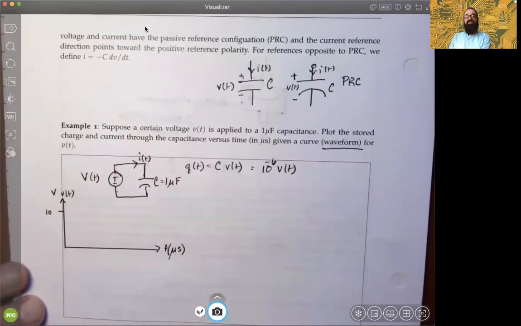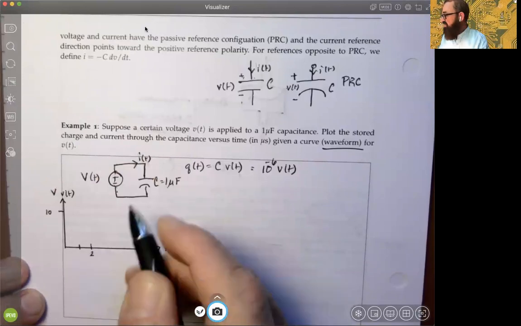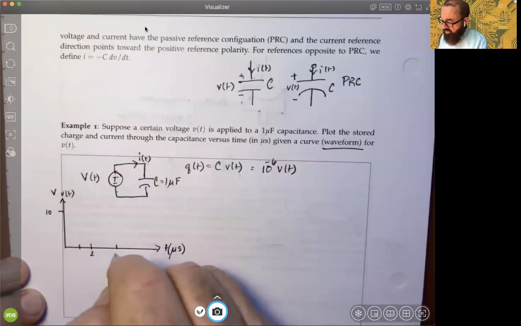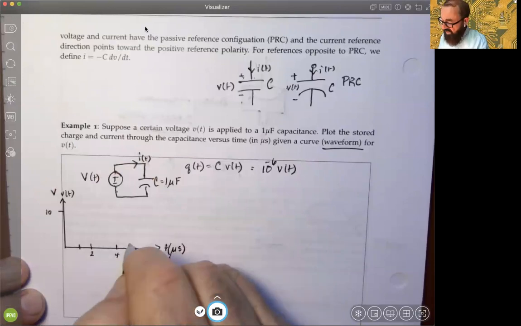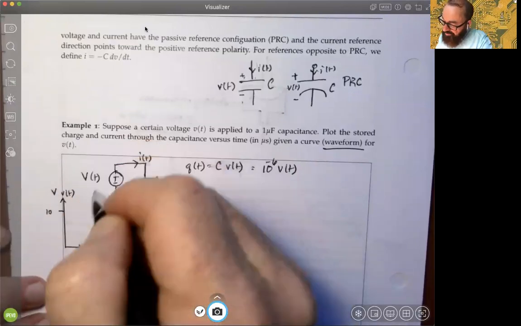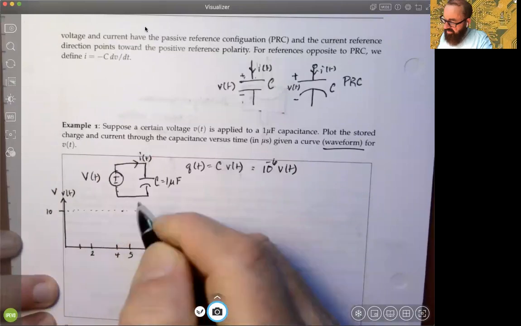So the y-axis here is volts. What I'm going to do is I'm going to make some changes through time. So this is in microseconds, 3, here's 4, and here's 5, okay? So I'm going up to 5 microseconds. Here's what I'm going to do. I'm going to sketch this level 10 across here.